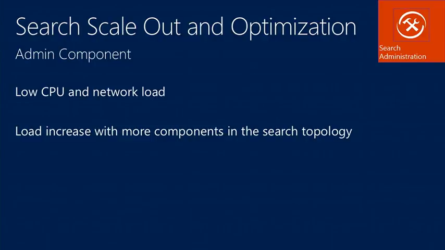Then the final component is the admin component. We don't care about this one. It has very little CPU and network overhead, and practically nothing on disk, because all it really is is a WCF endpoint. There's no node runner process, and nothing complex going on inside. However, as you add more admin components to the search service topology, you will start to get an increase, but by comparison with the other components, it's negligible. You don't really need to factor it into the equation.